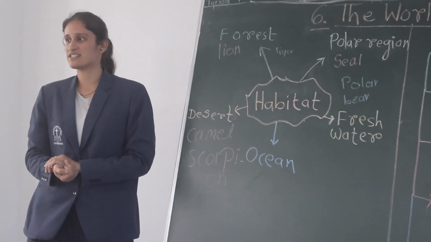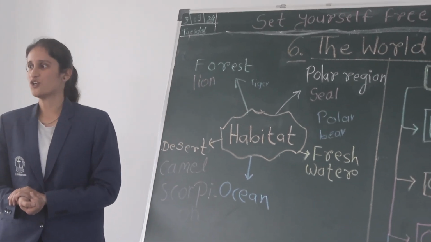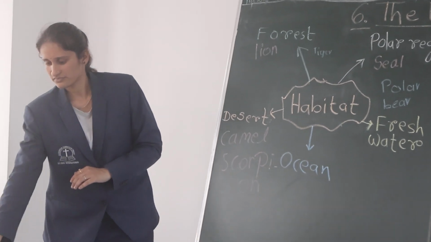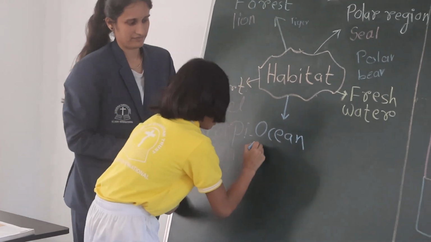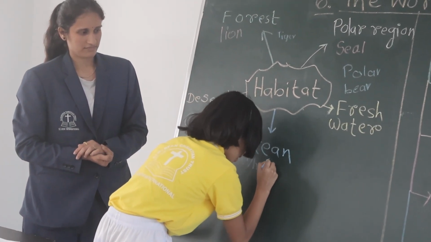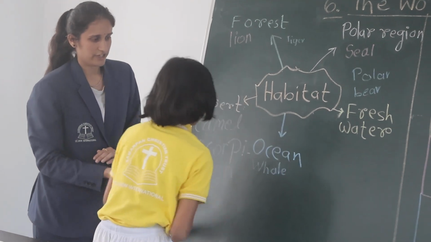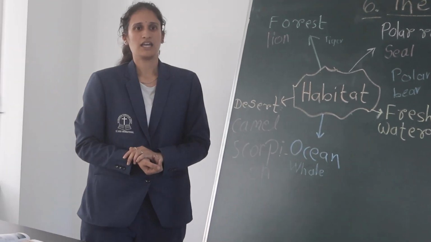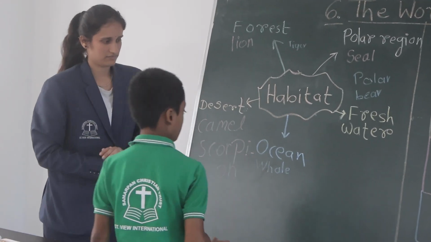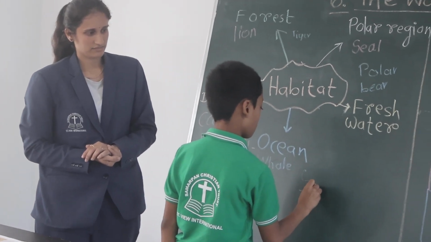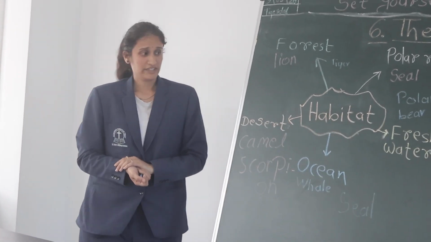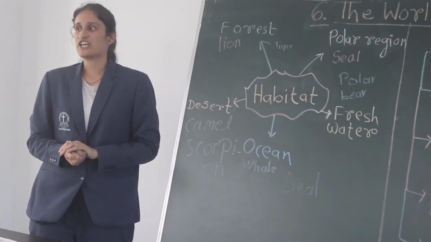Now coming to examples. Which animals live in the ocean? So first girl, Sachi. Well, very good. Now boys, Ahmed. Now coming to the last habitat, that is fresh water.